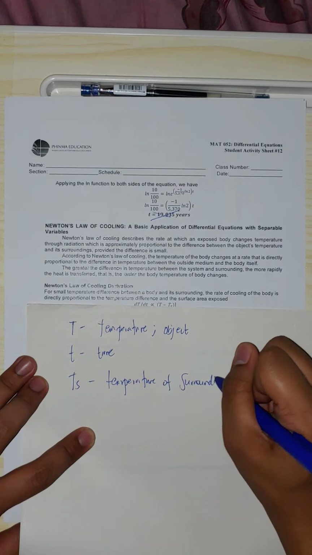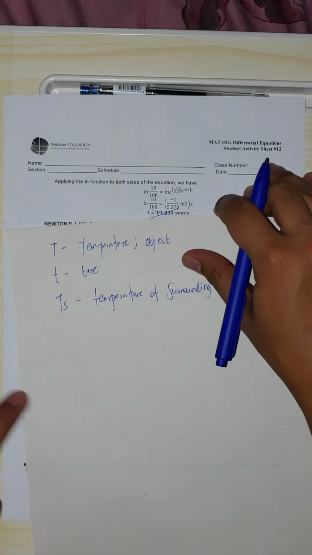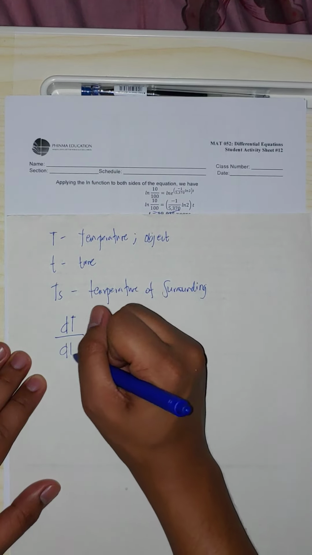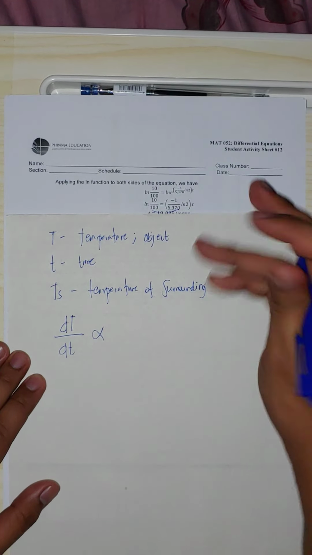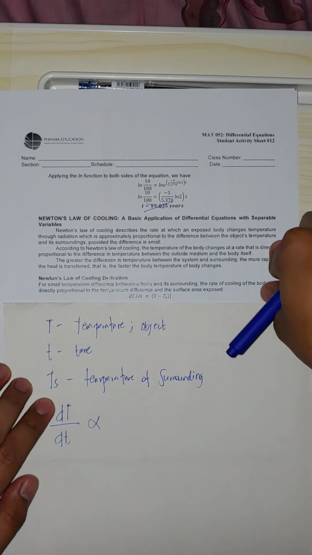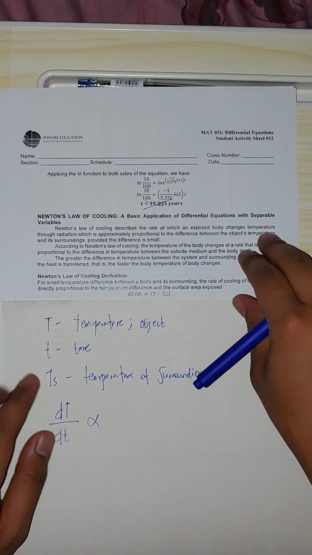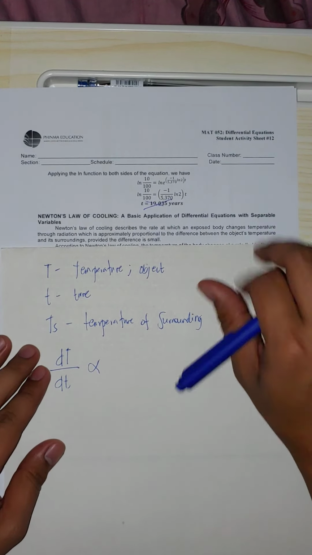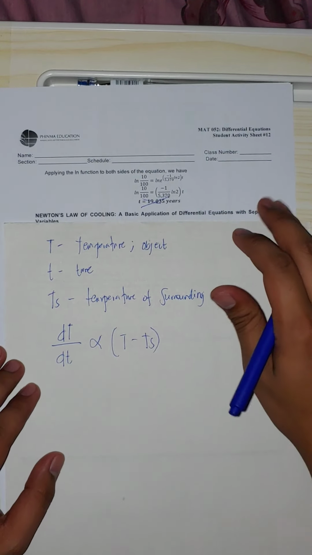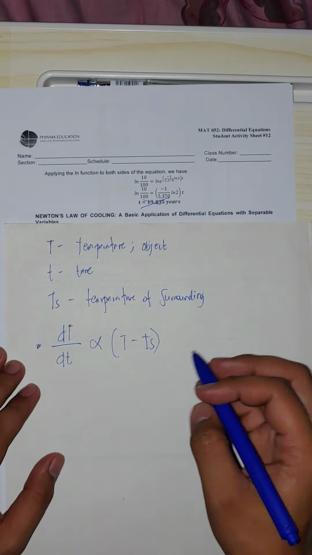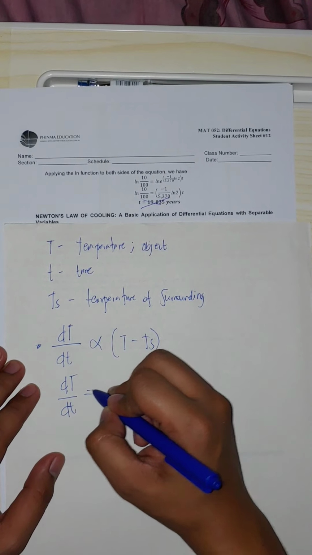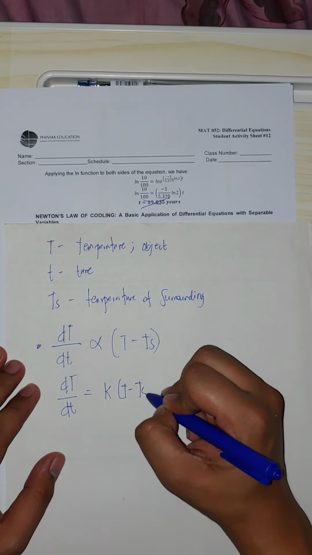So Newton's law of cooling says that the rate of change of temperature with respect to time is directly proportional to the difference of the temperature of the object and the surroundings, or the surface area exposed. So that is T minus Ts. Again, we have a proportionality symbol here, then we add a constant so that they become equal. We have K times T minus Ts.